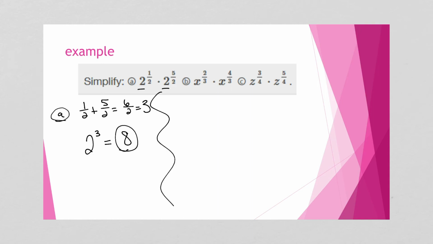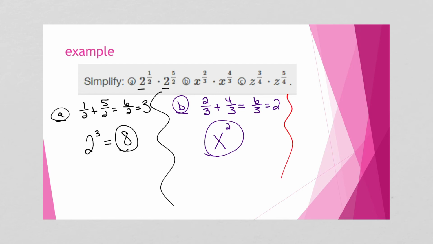All right, let's look at B. So on B, we have the same situation going on. So we're going to add 2/3 plus 4/3, and we get 6/3, which is 2. So this is really x squared, and there's nothing else we can do to that. All right, so let's take a look at C. Same situation going on. So we're going to add 3/4 plus 5/4, and we get 8/4, which is 2. And so you have z squared on this one as well.